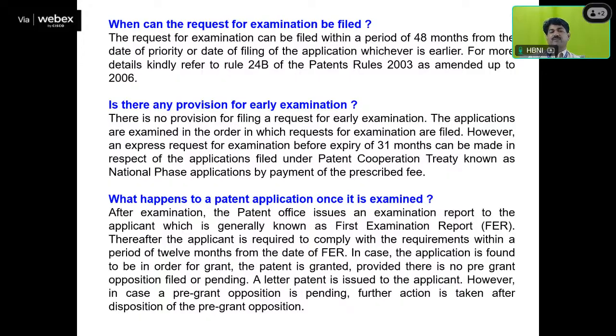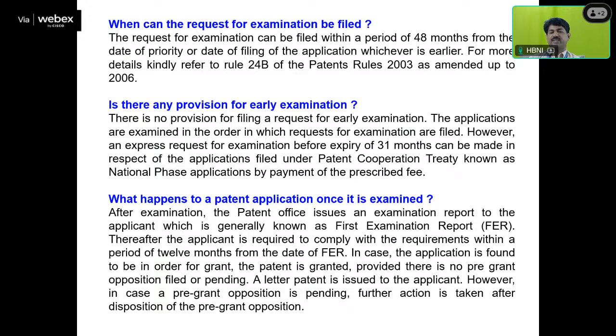After the examination is over by the authority, they send back the first examination report. We have to comply with the first examination report within a period of 12 months. So in 1 year's time, we have to comply with everything. In case the application is found to be in order for grant, the patent is granted.